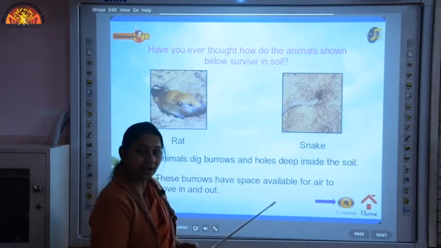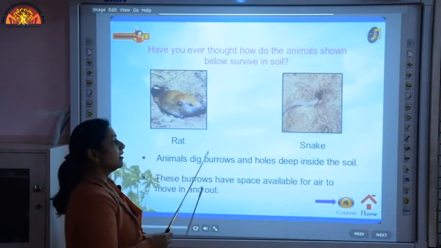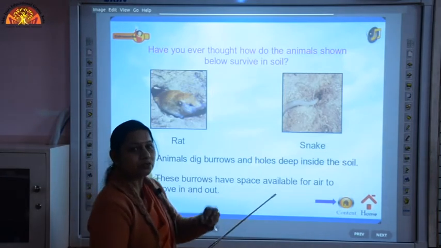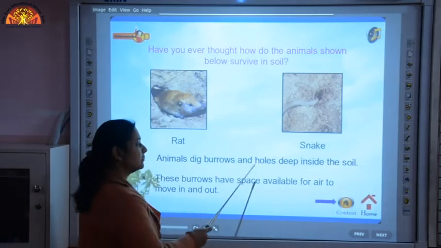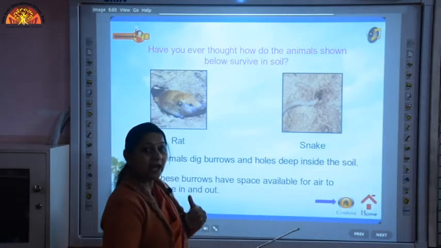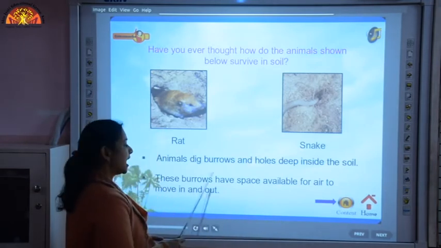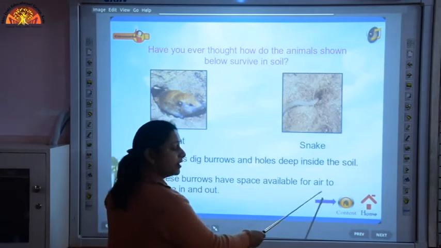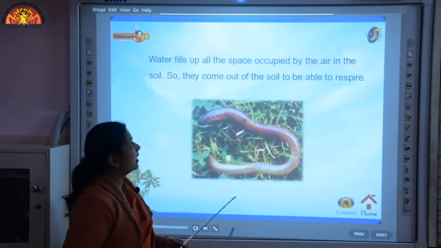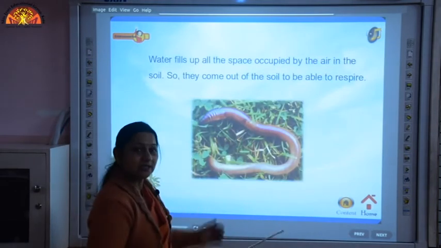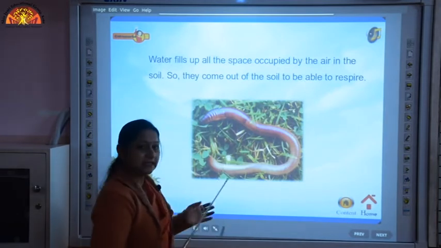Oxygen is also present in the soil. The animals which live in the soil also breathe in oxygen which is present in the pores between the soil. Animals like rats and snakes dig burrows and holes deep inside the soil. But have you ever wondered where they get the oxygen from? These burrows have space available for air to move in and out, and so these spaces are filled with oxygen. This oxygen is taken up by the animals living inside the soil.